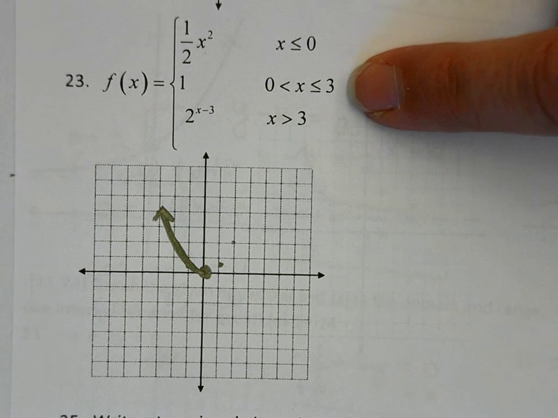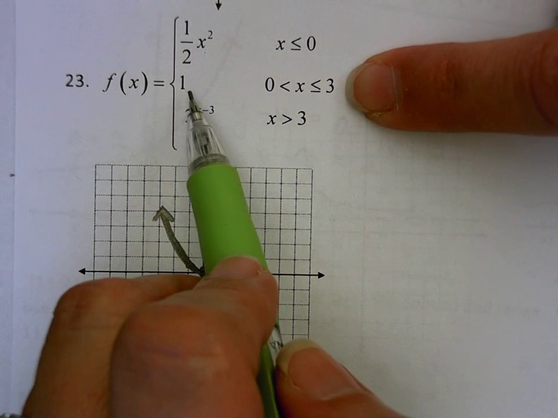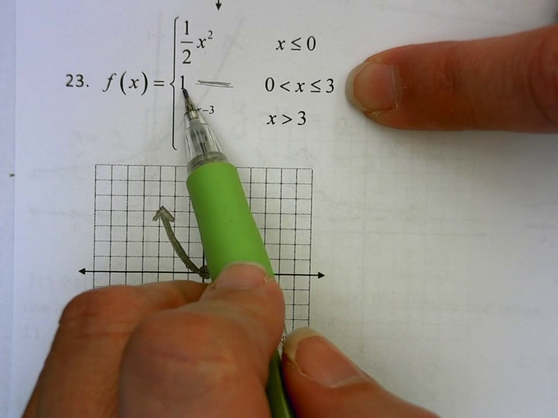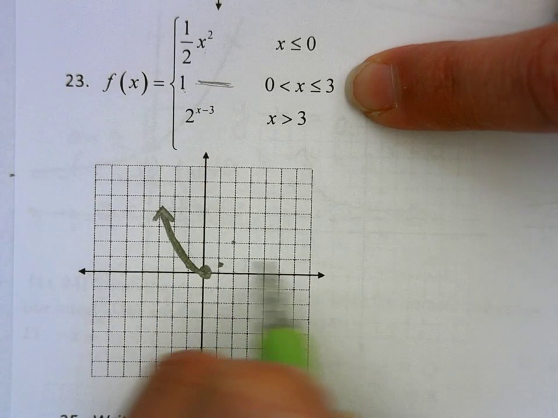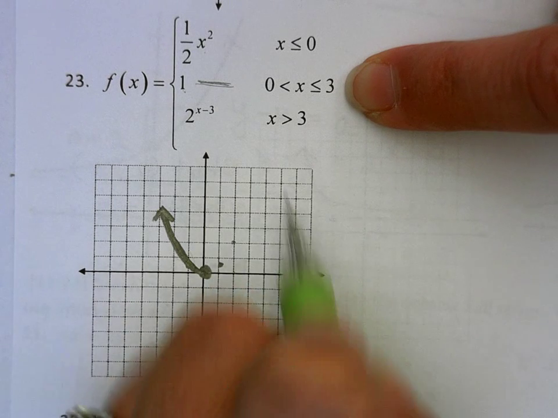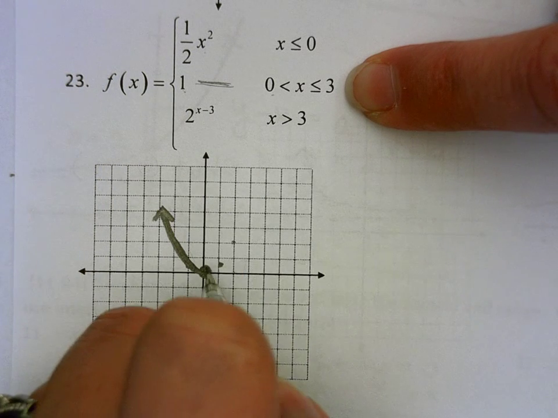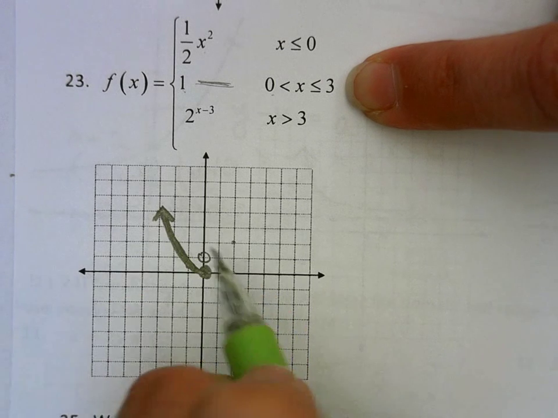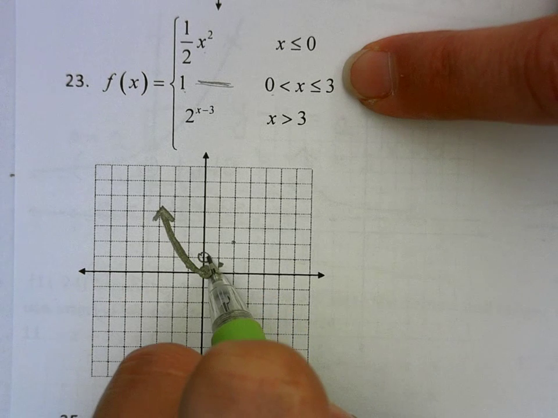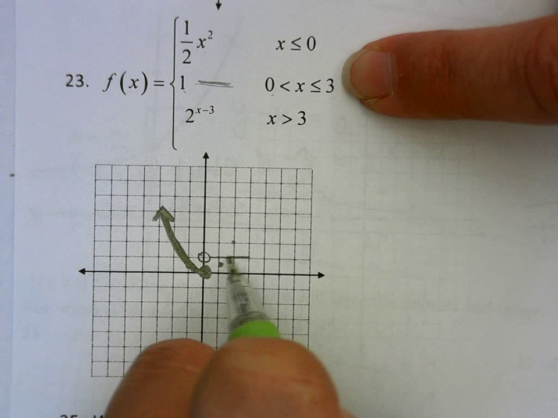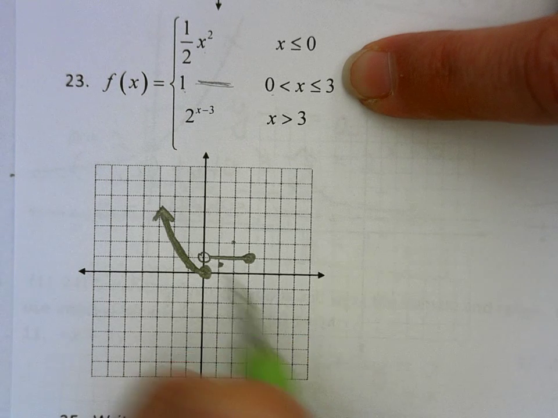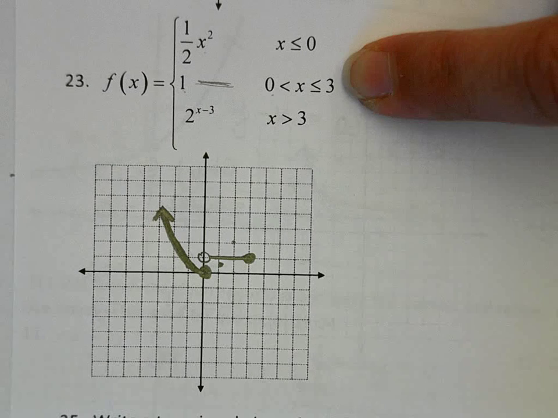So for this here, just a numerical value, so that means it's just going to be a horizontal line through 1. So normally it would be this whole line, right? But I want to start at 0, and it's an open dot, and I want to go until I get to 3. So 1, 2, 3, and then it's a closed dot. Okay? All right, now we have to do this one.